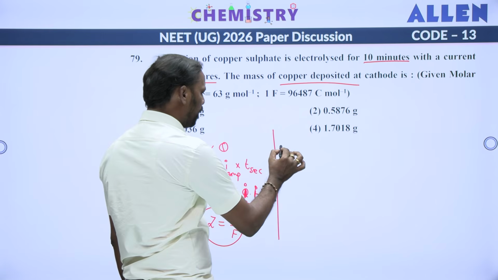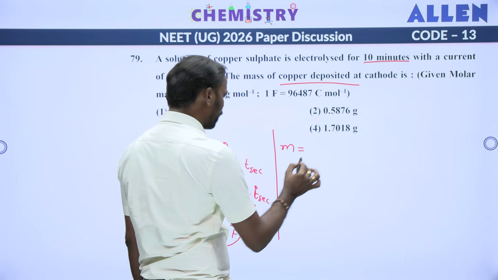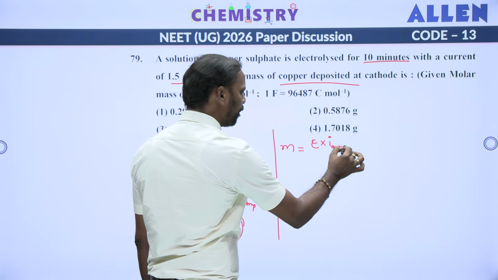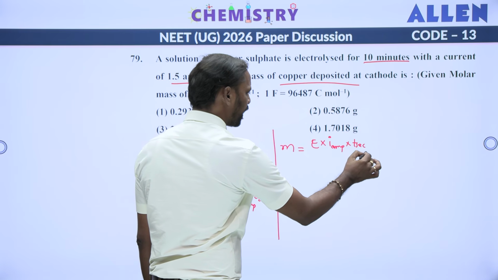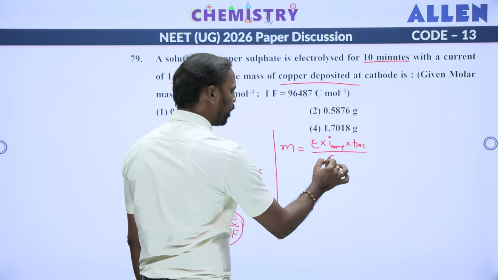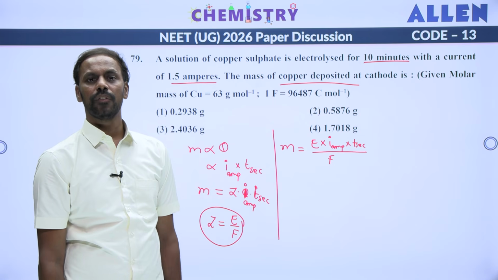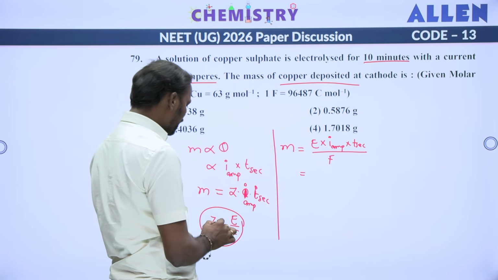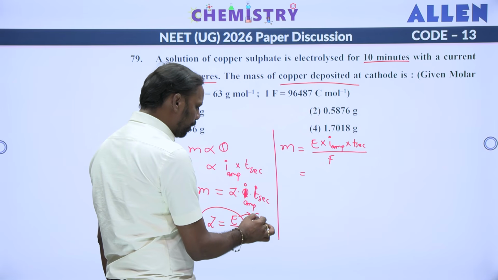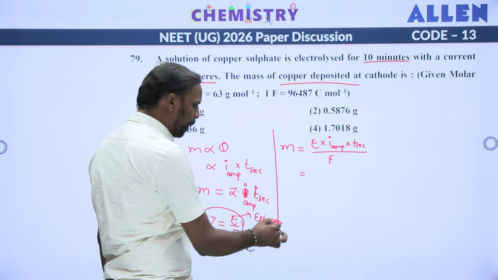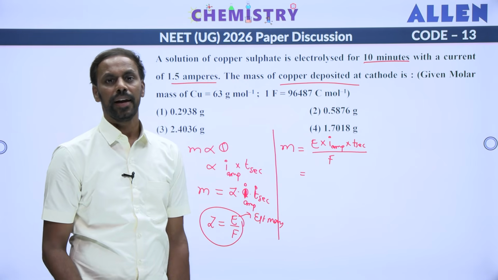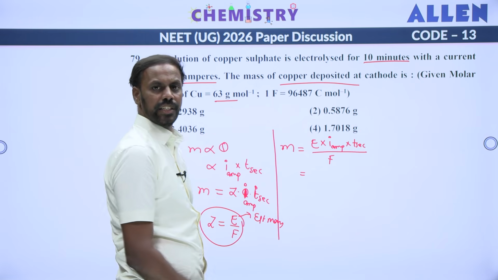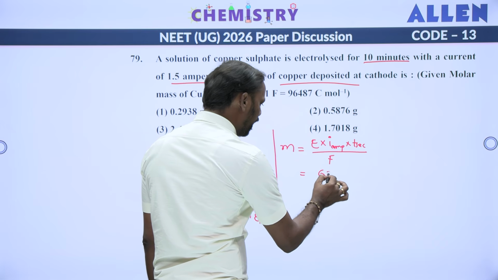Now if I write all this together, what are we going to get, student? E into current in ampere into time in seconds, divided by F. What is F here? Faraday, which is equal to 96,500 coulomb. Okay. So what is E here? E is nothing but the equivalent mass, where equivalent mass equals molar mass divided by n factor. What is the molar mass? They mentioned here, that is 63 gram divided by n factor.